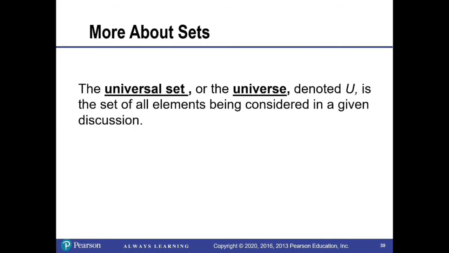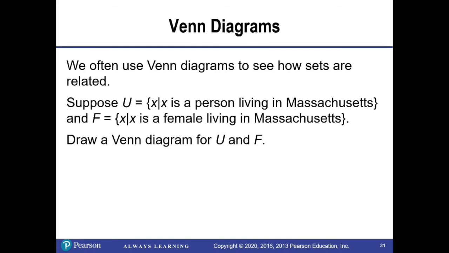Our universal set, or our universe, is typically denoted with the capital U. This is all of the elements that we are considering in our discussion. We often use what's called a Venn diagram to show our sets and to see how those sets are related. So let's suppose our universe U is the set of all people who live in Massachusetts. And let's let our set F be the females living in Massachusetts.